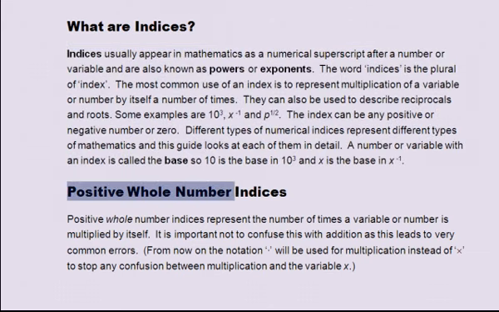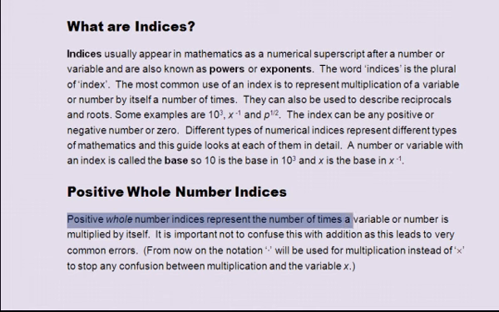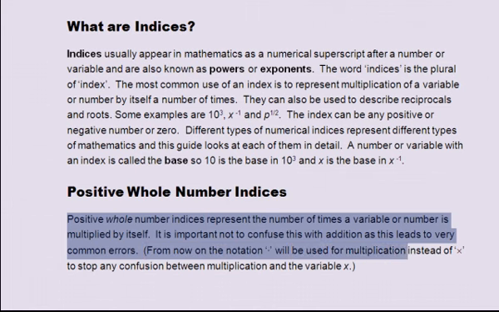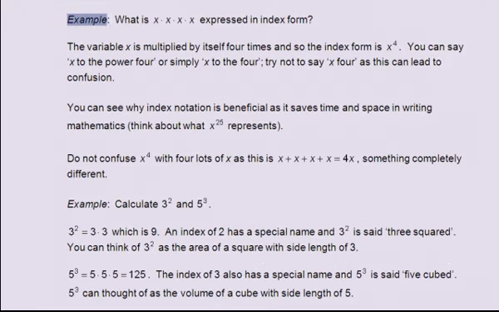Positive whole number indices. Positive whole number indices represent the number of times a variable or number is multiplied by itself. It is important not to confuse this with addition, as this leads to very common errors. From now on, the notation dot will be used for multiplication instead of x, to stop any confusion between multiplication and the variable x. Let's look at an example.